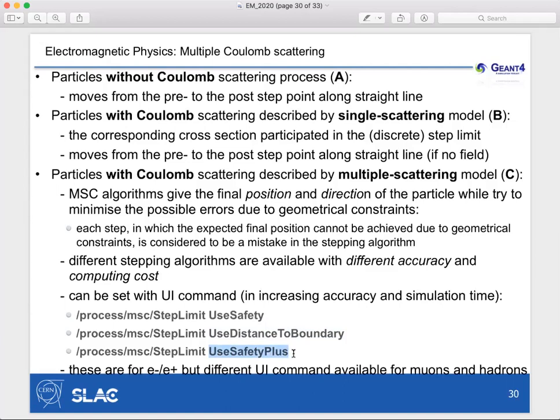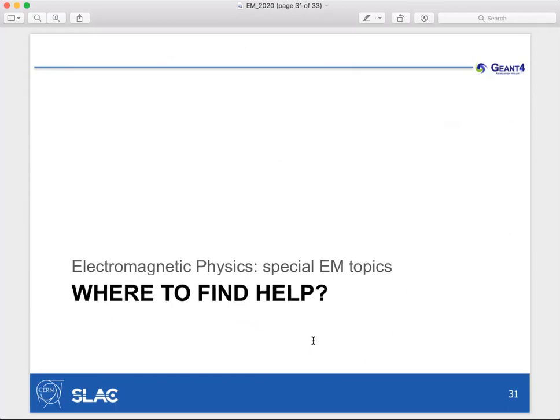So the time of the simulation can be even a few times higher if you are moving from use safety to use safety plus. So this is the usual trade-off between the simulation time and the accuracy that we need to face in the middle or high energy simulation.